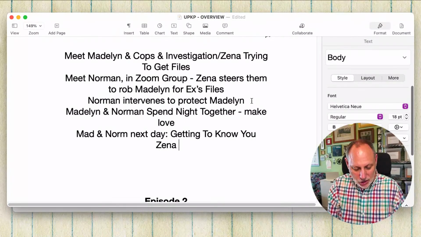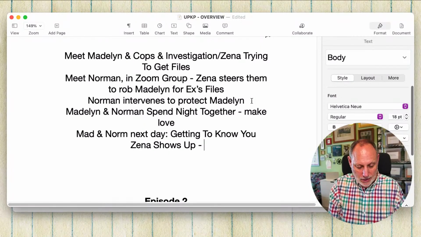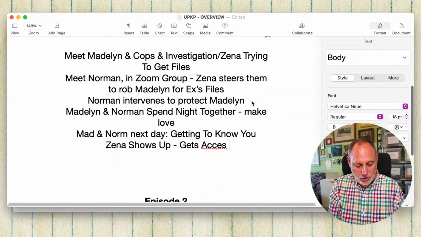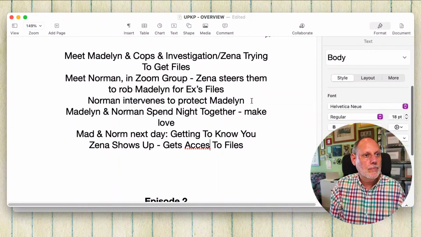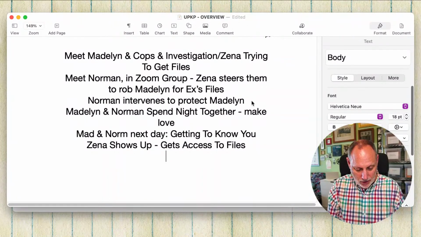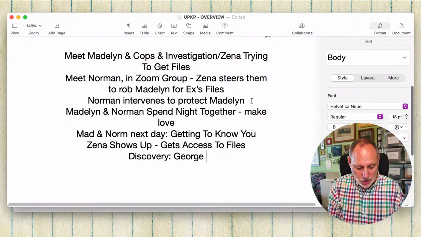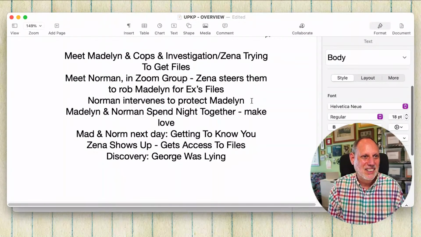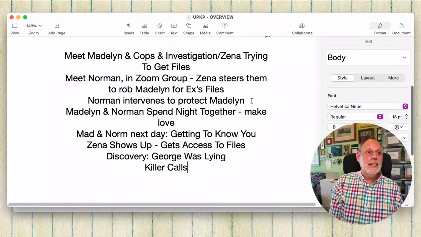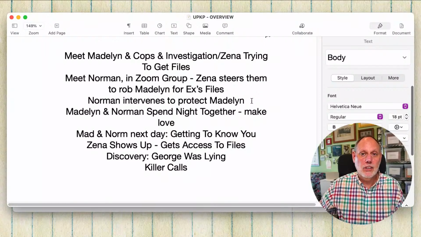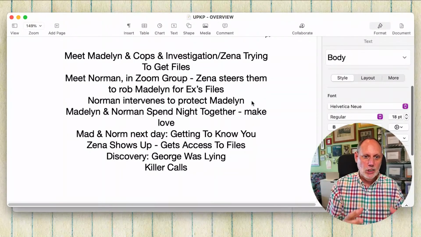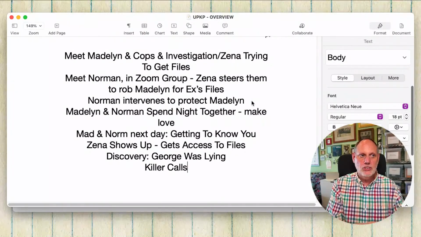Then Xena shows up, gets access to files, and then discovery. George was lying. And then the killer calls. And truthfully, that's going to be the whole rest of the script. The killer's call is, I think, going to be like a 15-minute sequence at the end with the killer calling. It's going to be a series of calls and scenes.